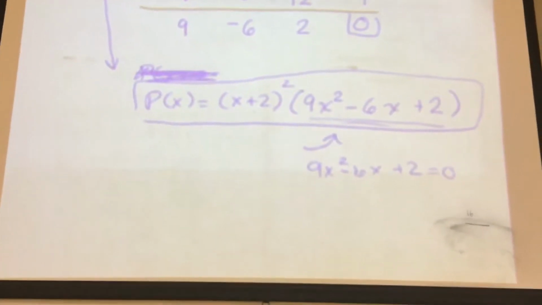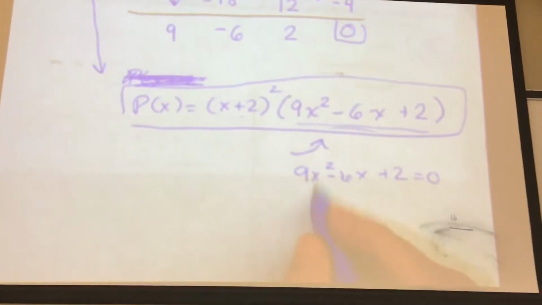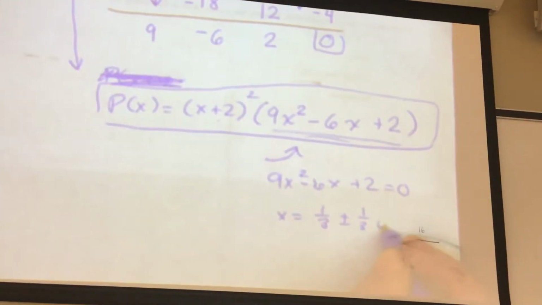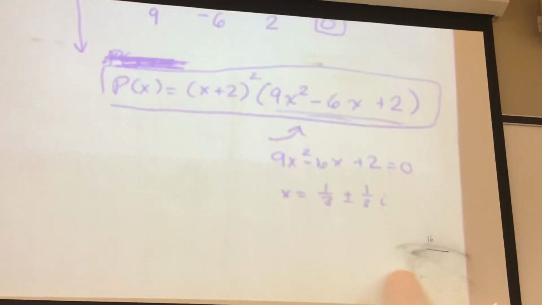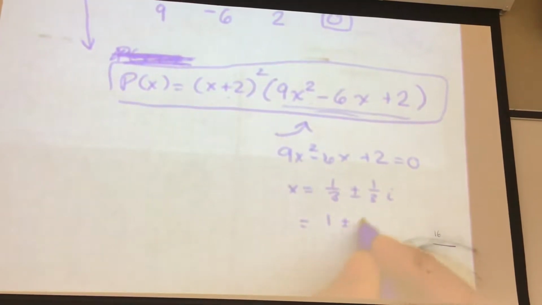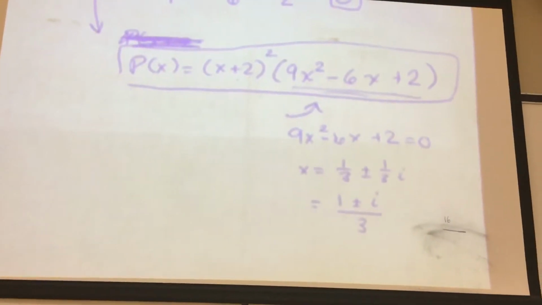You got 1/3 plus or minus 1/3 i. That's one way of saying it. Definitely. 1/3 plus or minus 1/3 i. I like that. That's good. Another way of saying it, perhaps if some of you got it this way, 1 plus or minus i over 3, right? That means the same thing.